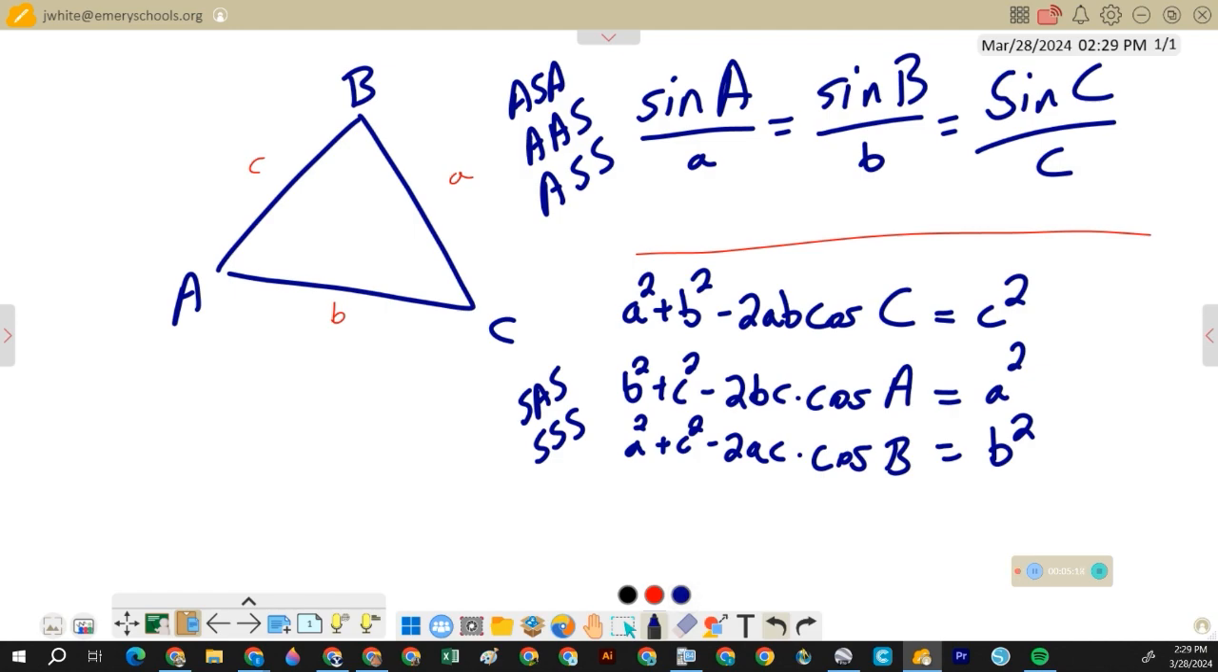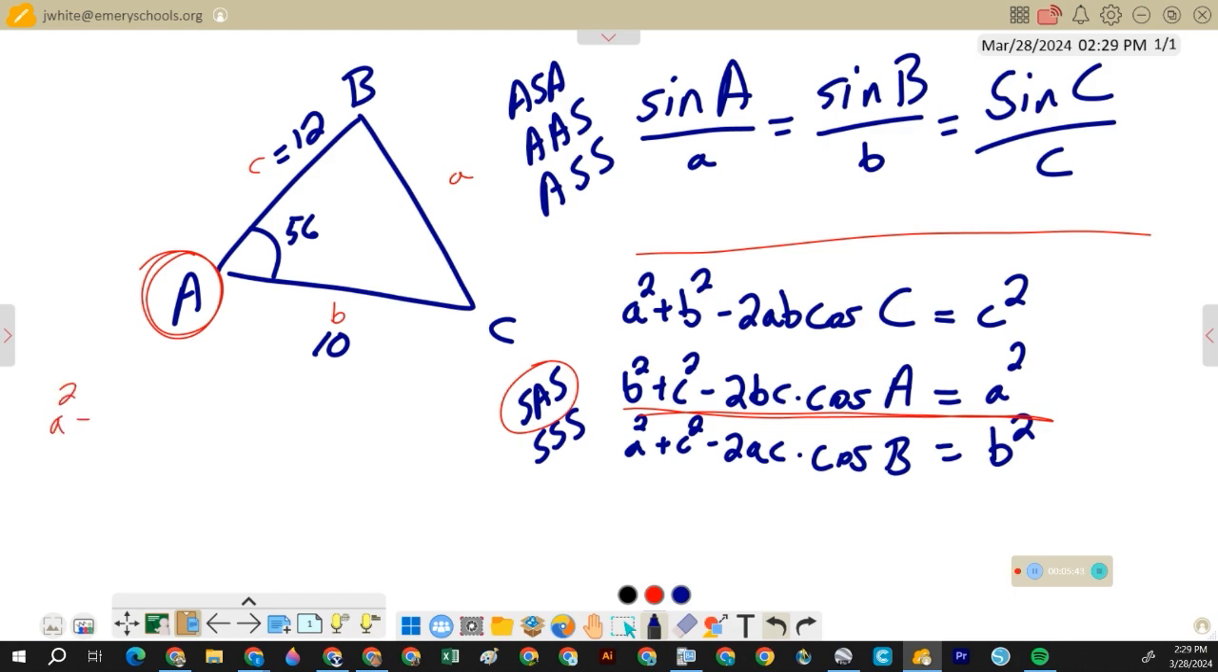Let's do a side angle side. So let's do this one here. So I need a side, 10, and an angle, 56, and the side on the opposite end of that angle, let's say 12. Well, what angle am I using? I'm using angle A, which means I need to choose the A formula.